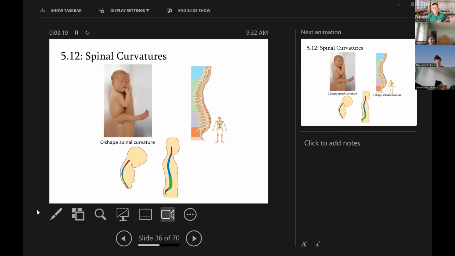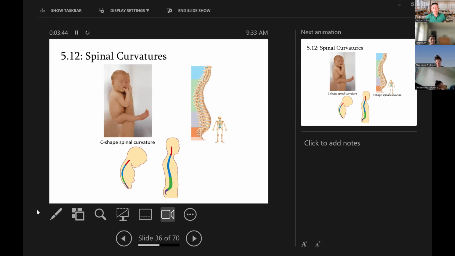Now, when this baby is born, that C curvature will stay for a while. And this is the reason, if you ever wonder why a human baby does not come out of the womb walking like many other animals do, that we don't have the appropriate curvature at that moment to allow us to be able to walk.